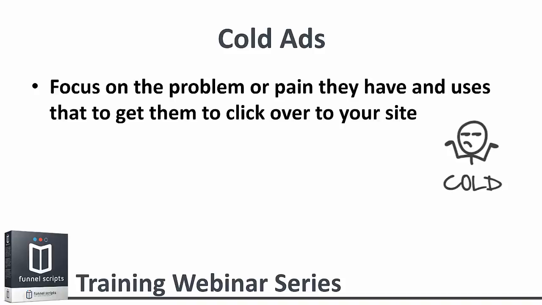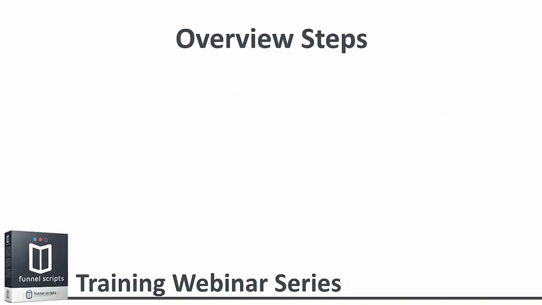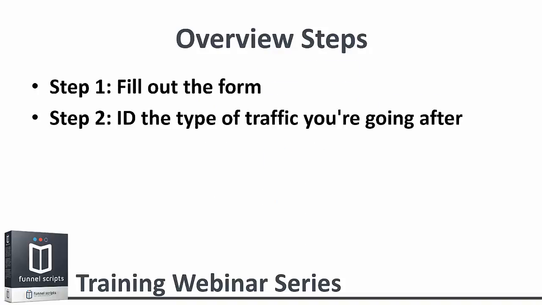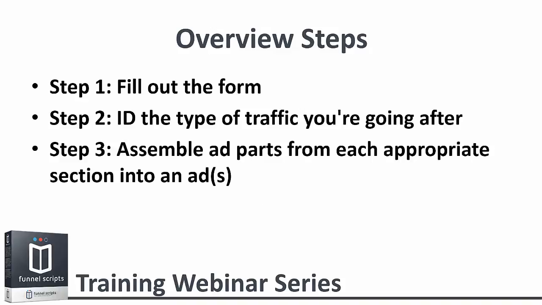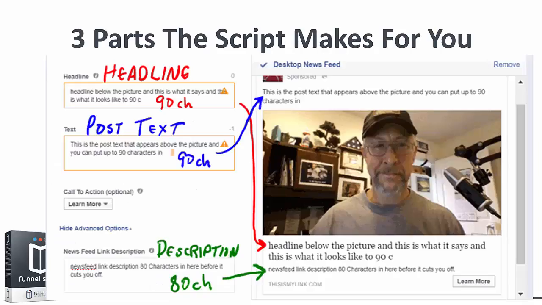Now that you understand the difference between hot, warm, and cold ads, what I want to do is show you using the new Facebook Newsfeed ad script. Now, it basically has 3 steps. You fill out the form, you identify the type of traffic that you're going after, and then you're going to assemble the ad parts from each appropriate section into an ad. And then you're basically going to copy and paste it into Facebook. So the 3 parts that the script makes for you, it makes your headline, and this is where it gets kind of confusing when you're in Facebook.